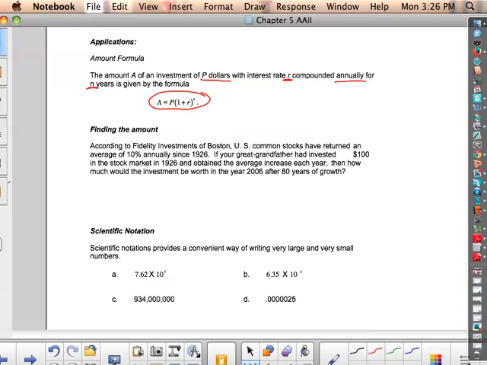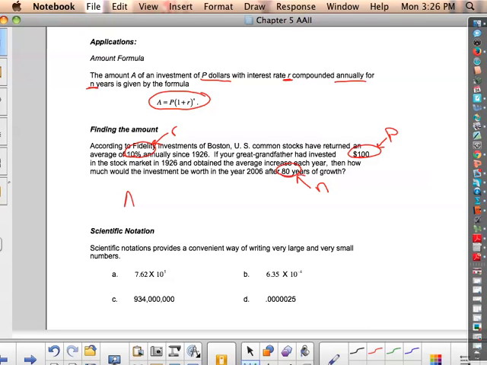According to Fidelity Investment of Boston, U.S. common stocks have returned an average of 10% annually since 1926. If your grandfather had invested $100, so that's P, in the stock market in 1926 and obtained the average increase each year, that's going to be the annual rate R, then how much would the investment be worth in the year 2006 after 80 years? And that would be our time, n.